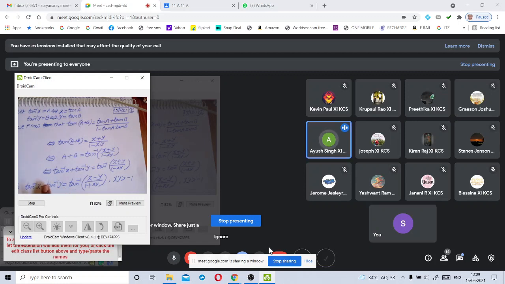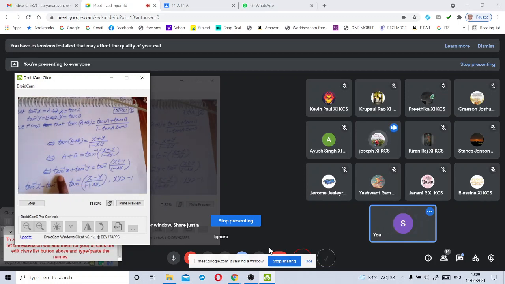Tan inverse x plus tan inverse y is equal to tan inverse of (x plus y) by (1 minus xy). Tan inverse x minus tan inverse y is equal to tan inverse of (x minus y) by (1 plus xy), xy is greater than minus 1. Very good, my dear Ayush. My dear Joseph, read these two lines.